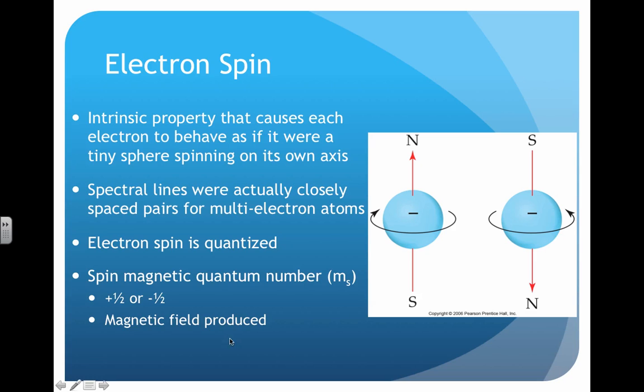There are also quantum numbers to take spin into account, which is either plus 1/2 or minus 1/2, and this represents the direction of the spin. We have some electrons that spin counterclockwise and others that spin clockwise. This corresponds to some other things that we'll talk about as well. Because of this spin, and because electrons have a charge, it does produce a magnetic field.